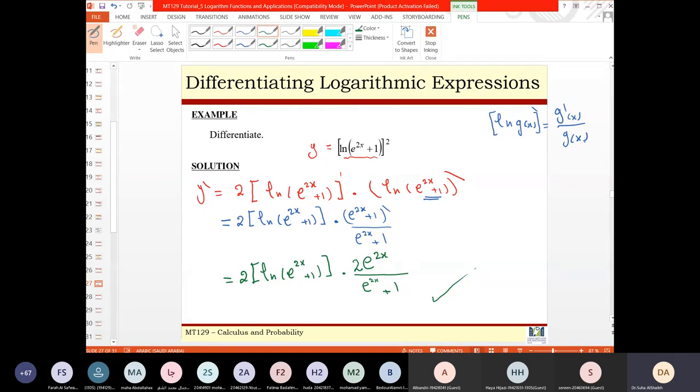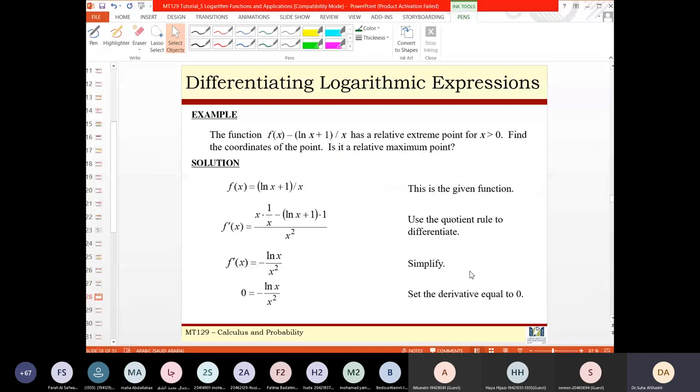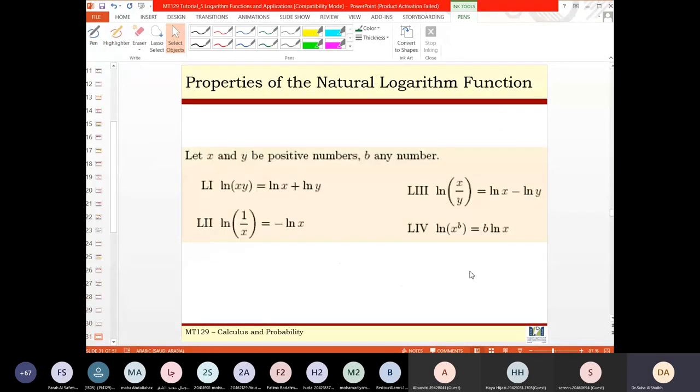As you can see, we have a mix between different things, and this is what to expect in the final. If they give you a derivative in the final, it's going to be like this, a mix between things: power, logarithm, exponential, trigonometric functions like sine and cosine that we will talk about later. Any question regarding this? Okay.